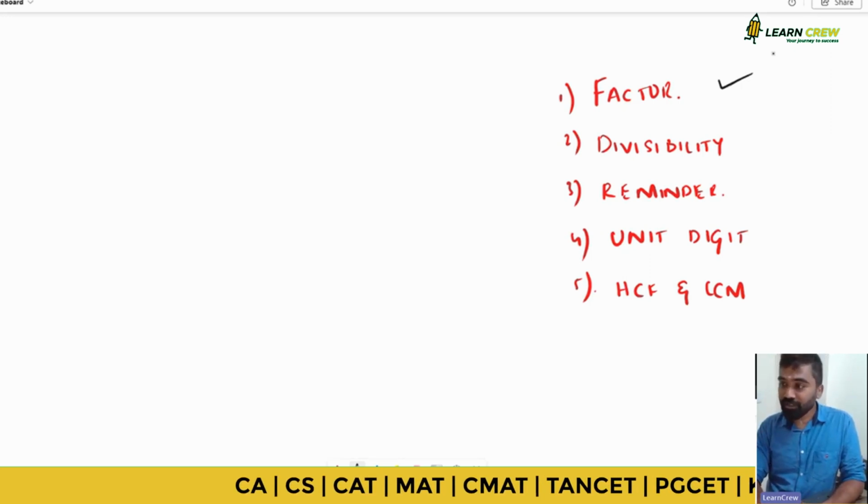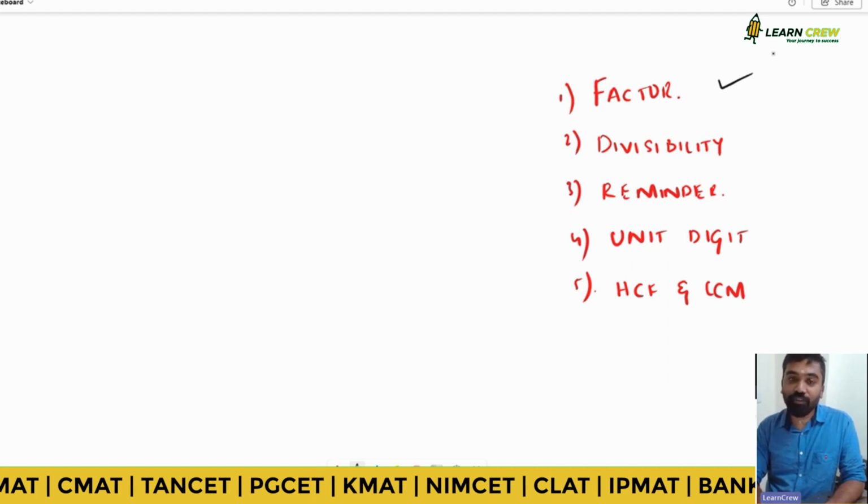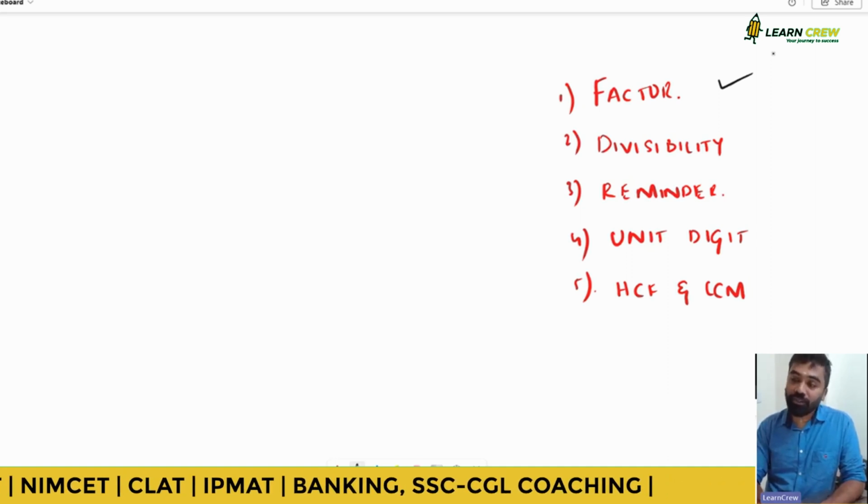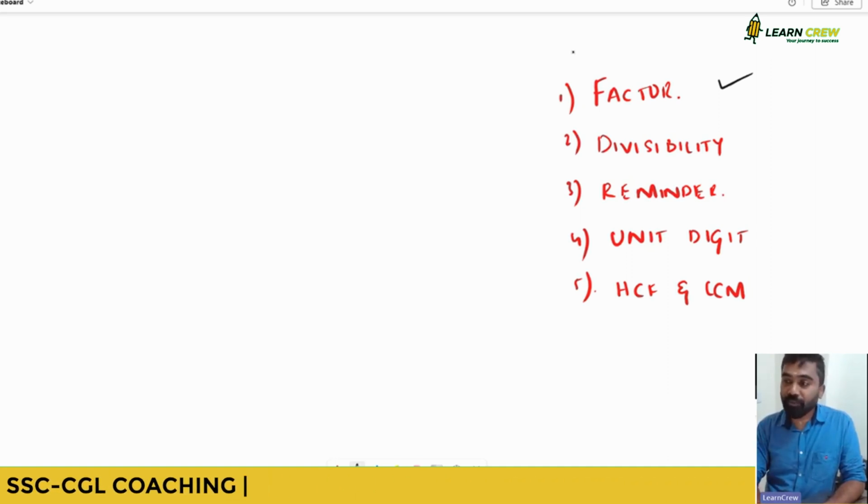even number of factors, what is the sum of odd factors, what is the sum of even factors, or if it is a multiple of 3, how many factors are multiples of 3 among it, how many factors are multiples of 9 among it. These kinds of questions might come.